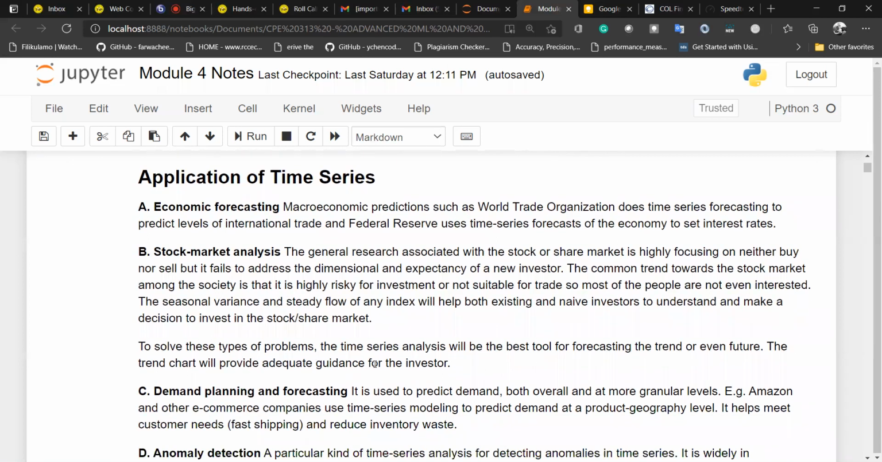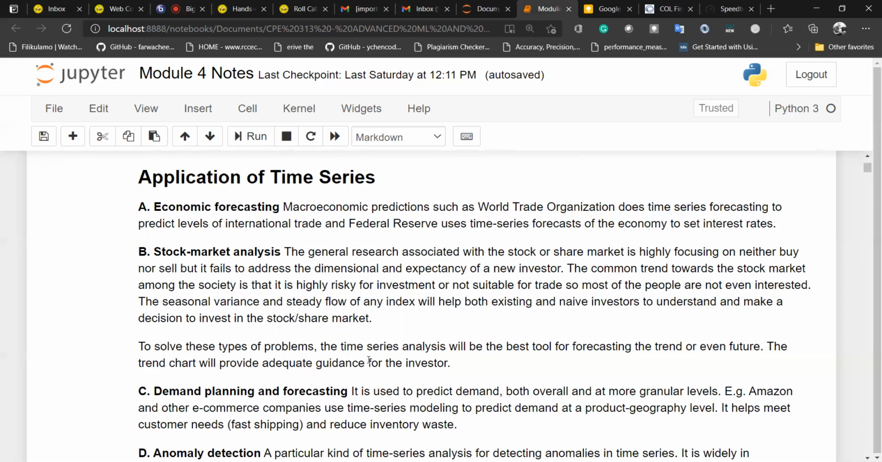So to solve these problems, time series analysis is a tool they use so that they can forecast the trend, or even the future. The trend chart will provide adequate guidance for the investor. So basically, if you are a stock market investor, you use stock market analysis to guide investors on whether they want to buy stock or sell their existing investment.